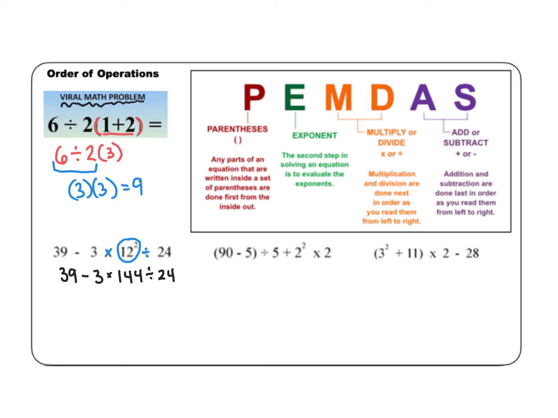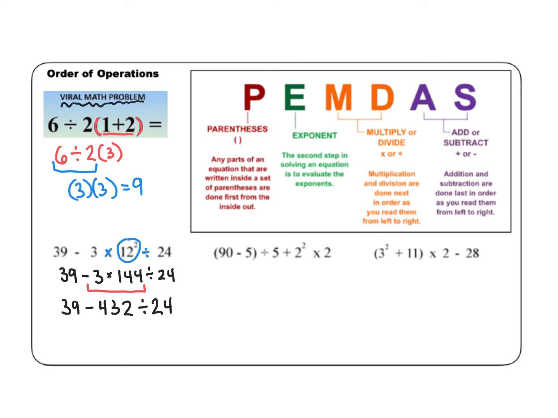Okay, so now there are no parentheses and we don't have any exponents anymore. And so the first thing we need to do, going from left to right, is multiply these two together, okay? Because we do our adds and subtracts last. So we're going to get negative 3 times 144, which gives me, bringing everything down here, 39 minus 432, and then divided by 24, okay?